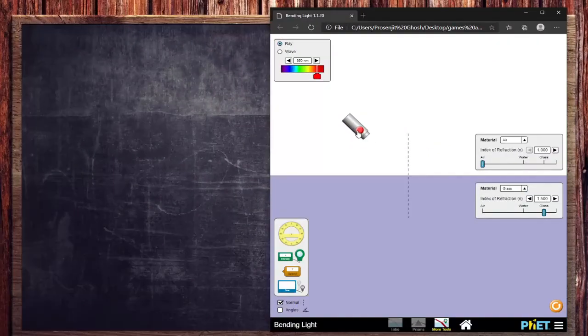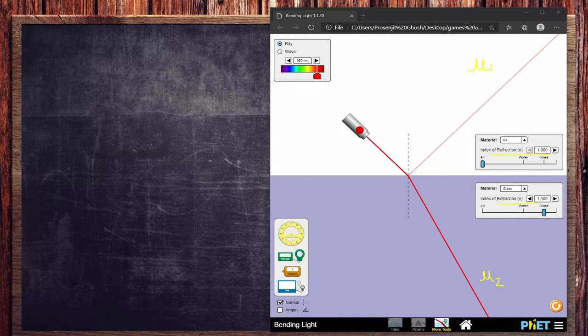As you can see in this simulation, we have two mediums. The first one has refractive index mu1, and the second one is mu2, where the values of refractive index are given like this for air and glass respectively. Let me turn on this light first. As you can see, normal refraction is happening. No issue with that.